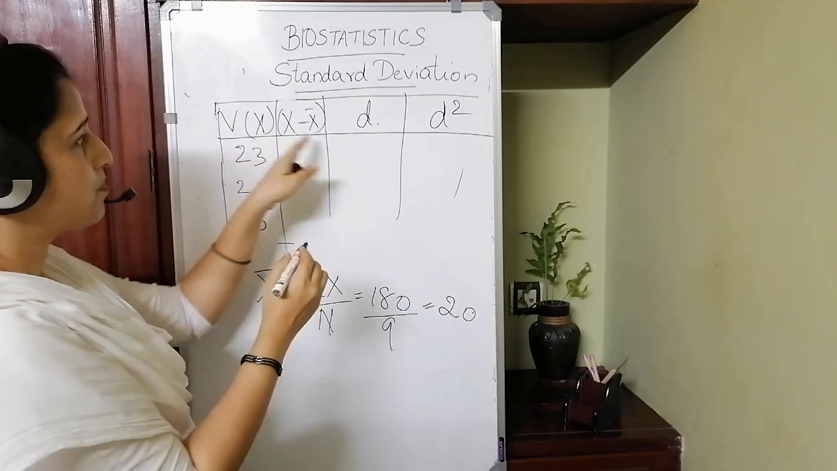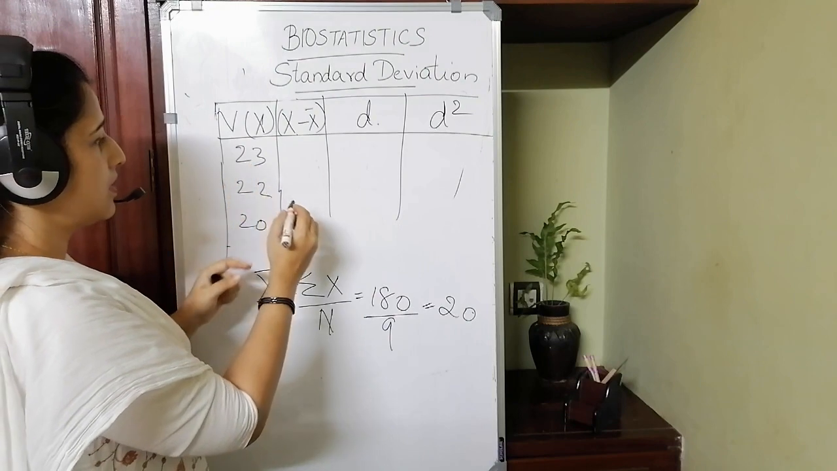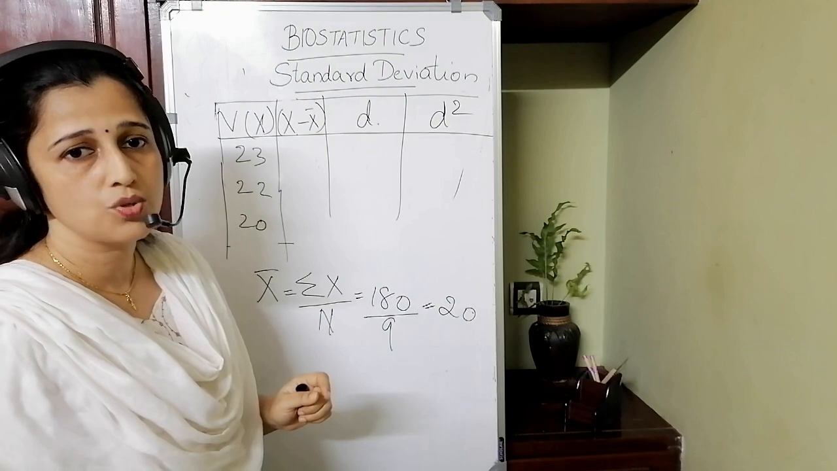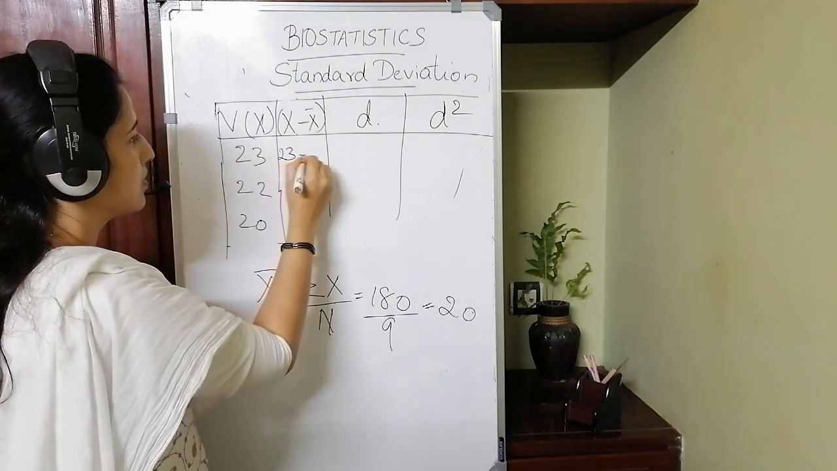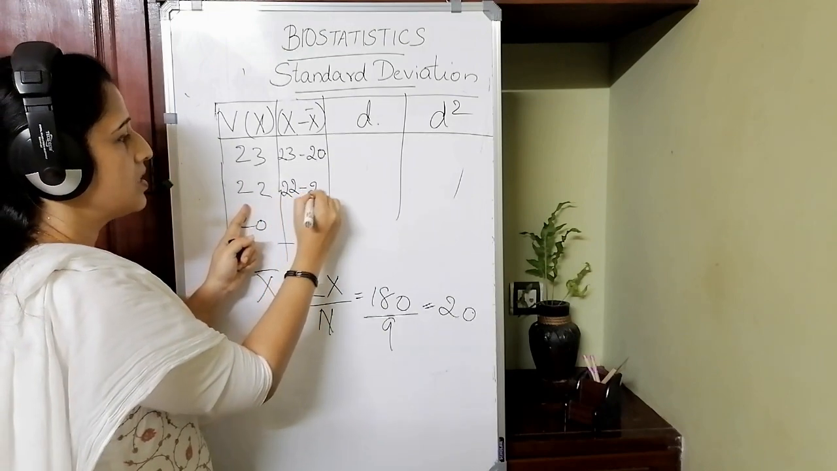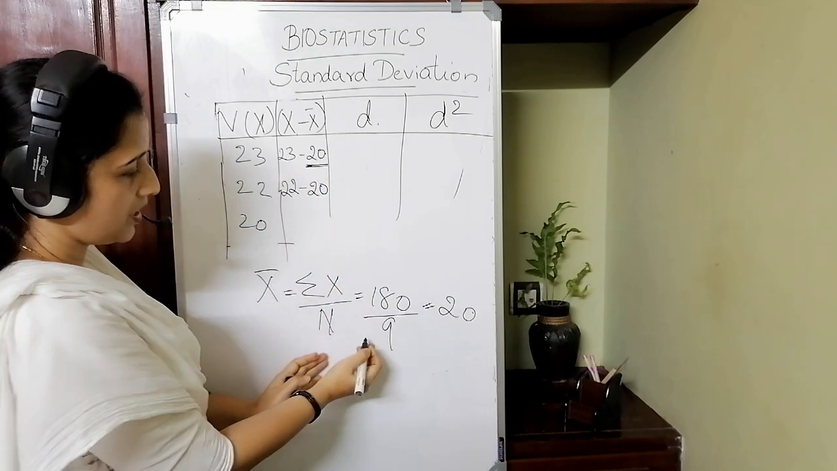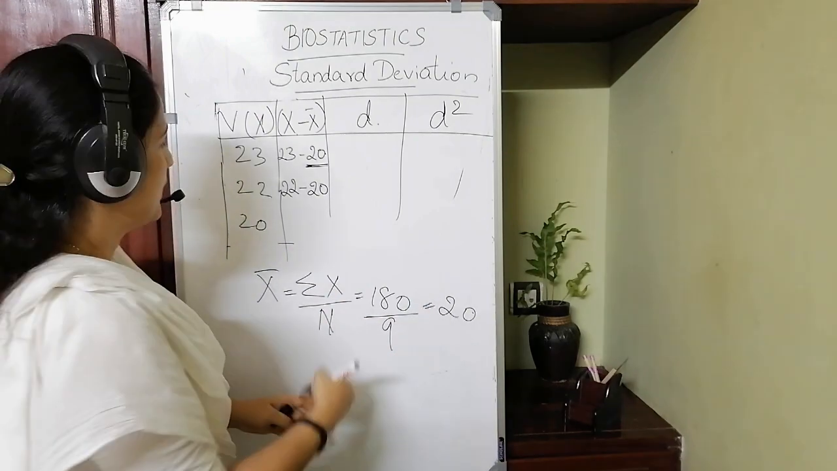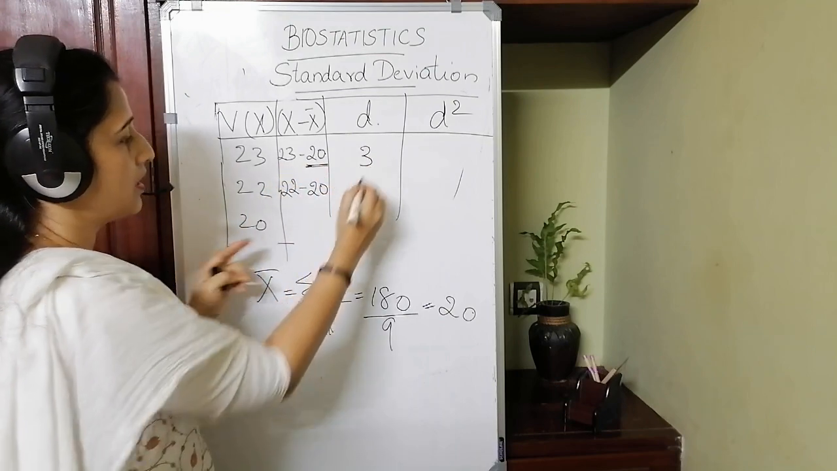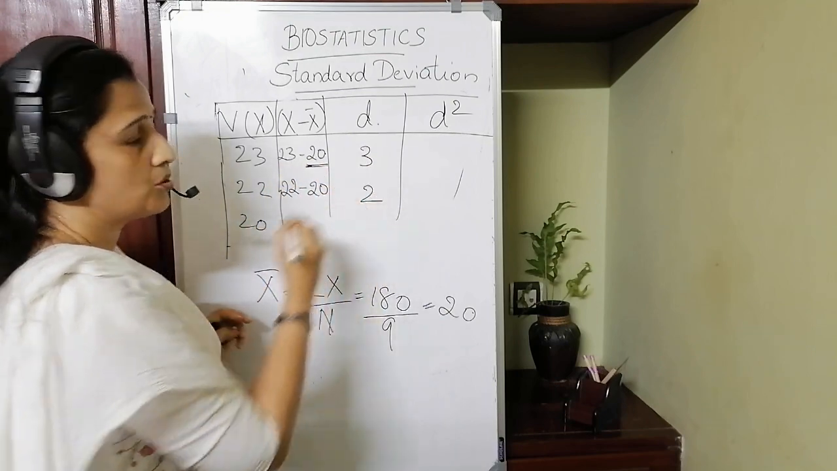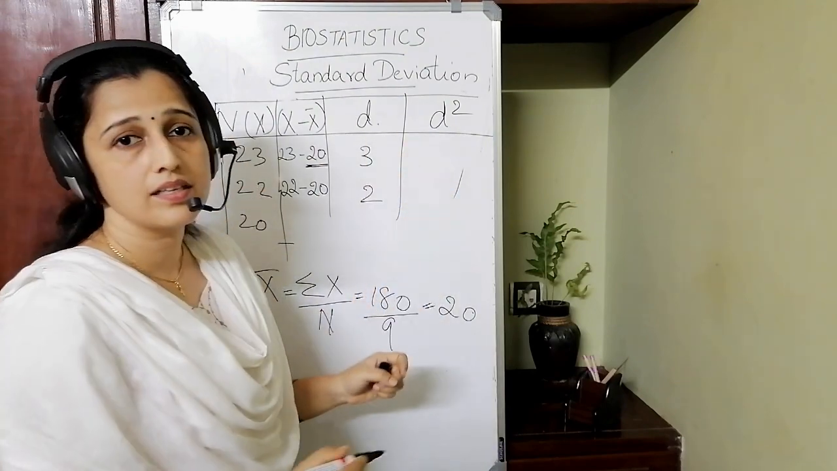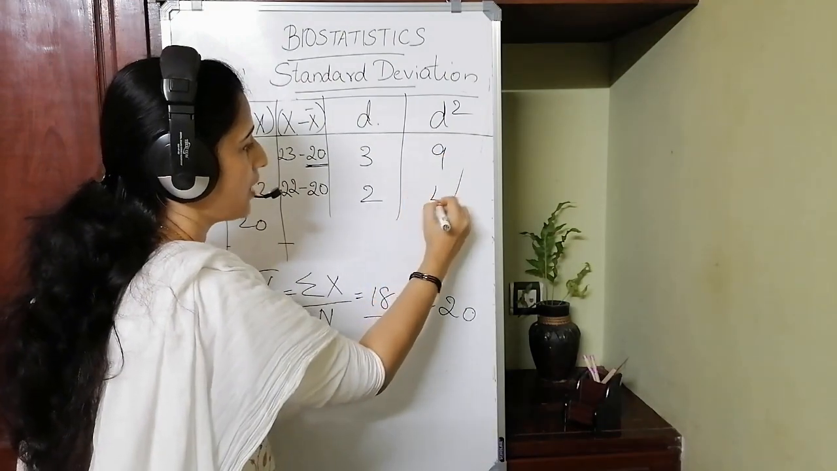So here x minus x bar. Here x is 23, so 23 minus 20. Here 22 minus 20. 20 is the arithmetic mean which we got by calculating. So d, that is 23 minus 20, is equal to 3. 22 minus 20 is equal to 2. And in the next column it is d square. That is 3 square is equal to 9. 2 square is equal to 4.